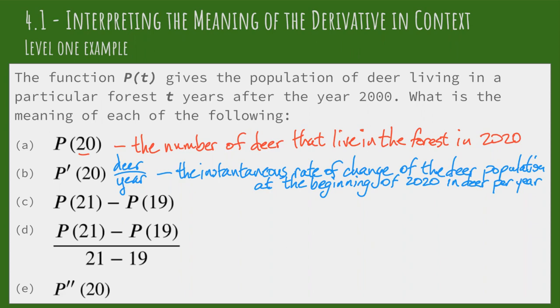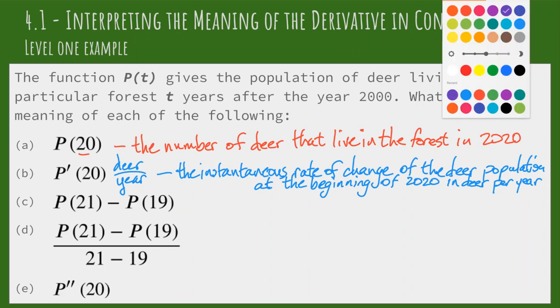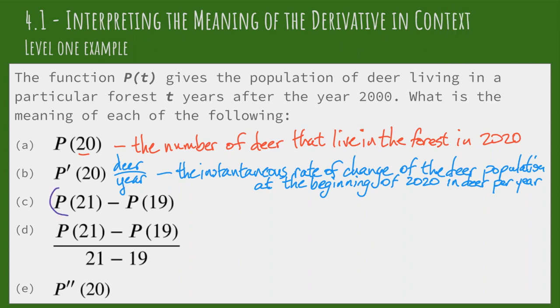Part C, this one's pretty closely related to part A. So if we just said P of 21, that would be the number of deer at the beginning of the year 2021. The P of 19 is the number of deer at the beginning of the year 2019. So this would be, if we subtract them, we can assume with our answer that the answer is going to be positive, and if it's negative, we would interpret it the same way.